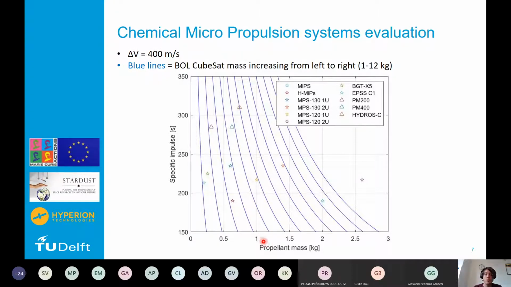So if you do remember, one of the requirements that I set at the beginning of the presentation is that I want a CubeSat architecture with a mass less than 4 kilograms. You can see that this is the best candidate for the configuration, and it is the Aerojet Rocketdyne MPS 130.